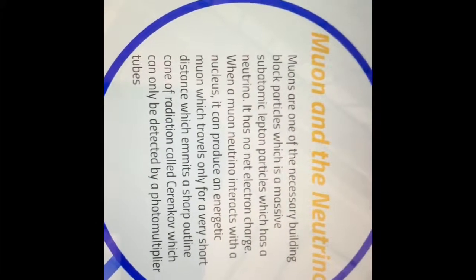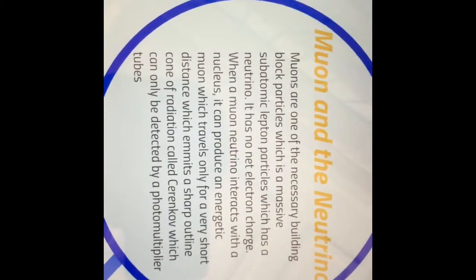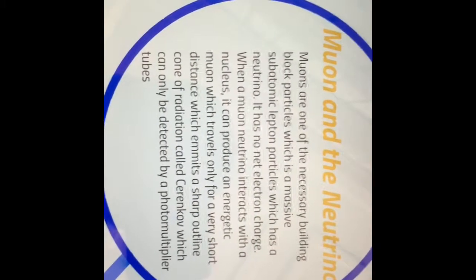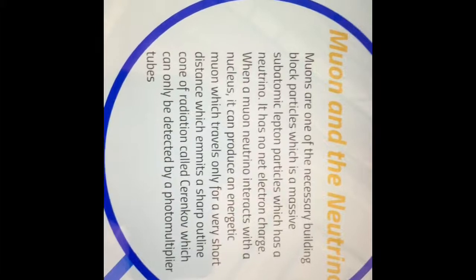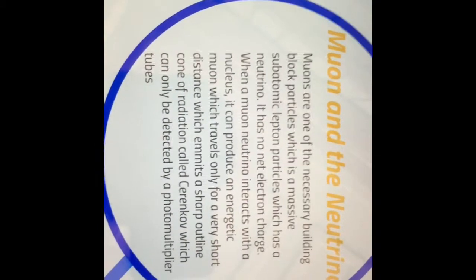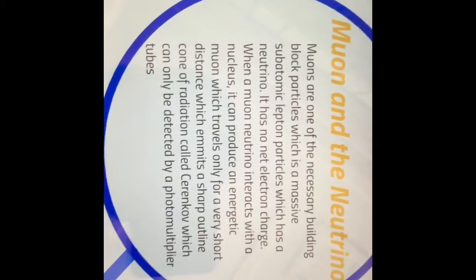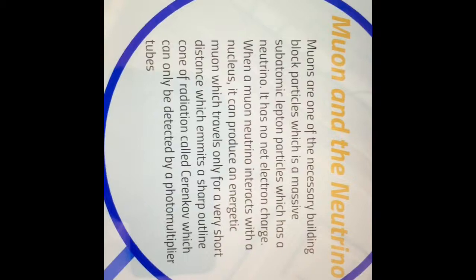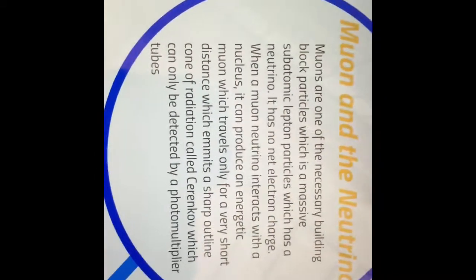Muon and the neutrino. Muons are one of the necessary building block particles, which is a massive subatomic lepton particle which has a neutrino. It has no net electron charge. When a muon neutrino interacts with a nucleus, it can produce an energetic muon which travels only for a very short distance and emits a sharp outline cone of radiation called Cherenkov radiation, which can only be detected by photomultiplier tubes.